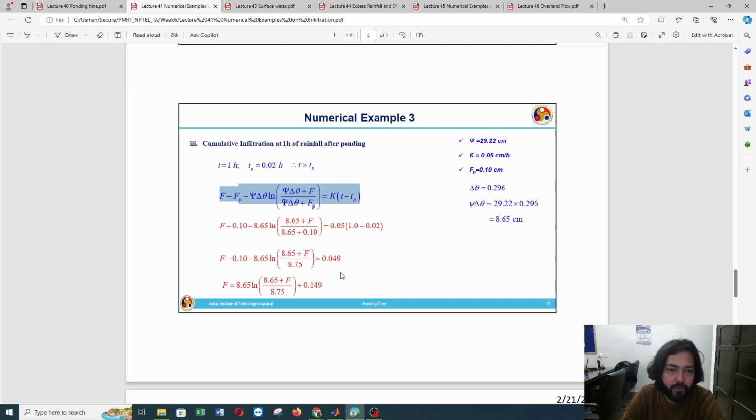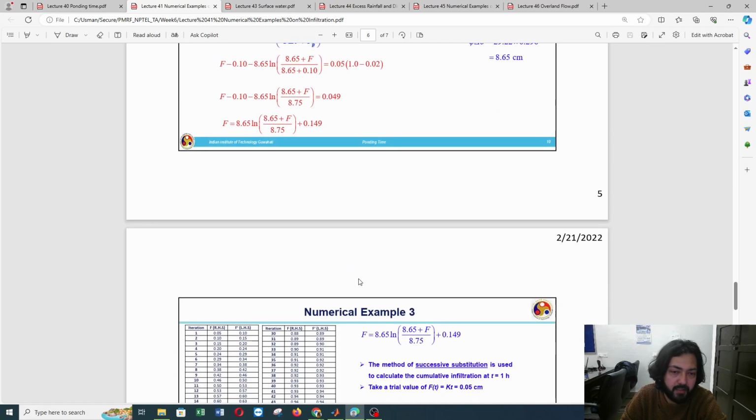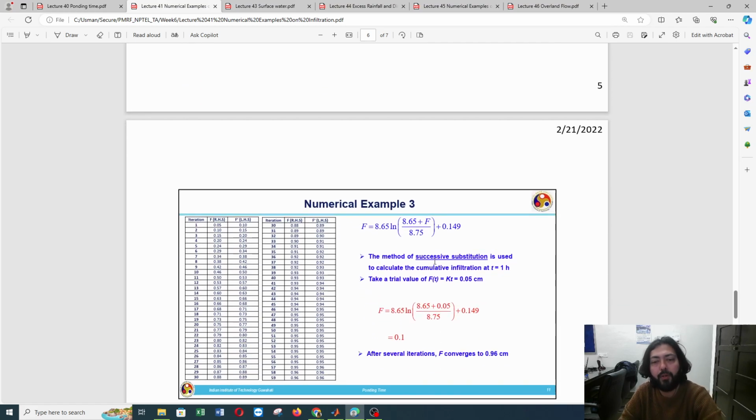Now what we are going to do is a repeated substitution in order to get LHS equal to RHS. So we have to take our own intuition and go ahead with any value of F until and unless LHS becomes RHS, right? So we are going to use the method of successive substitution until and unless both the terms on either side of the equation become the same.